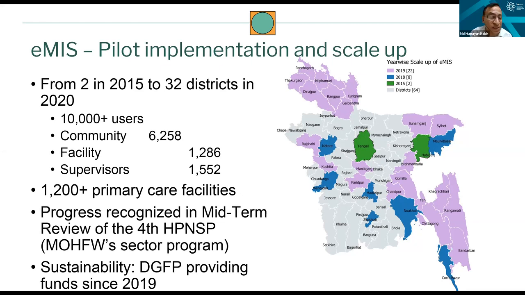These are first line facilities providing primary care, and the data can be shared between community workers as well as facilities, and they are tracked through electronic HIDs. This started as a pilot, but the DGFP is now providing for sustainability. They are providing funds for training, for equipment and others. Next slide, please.